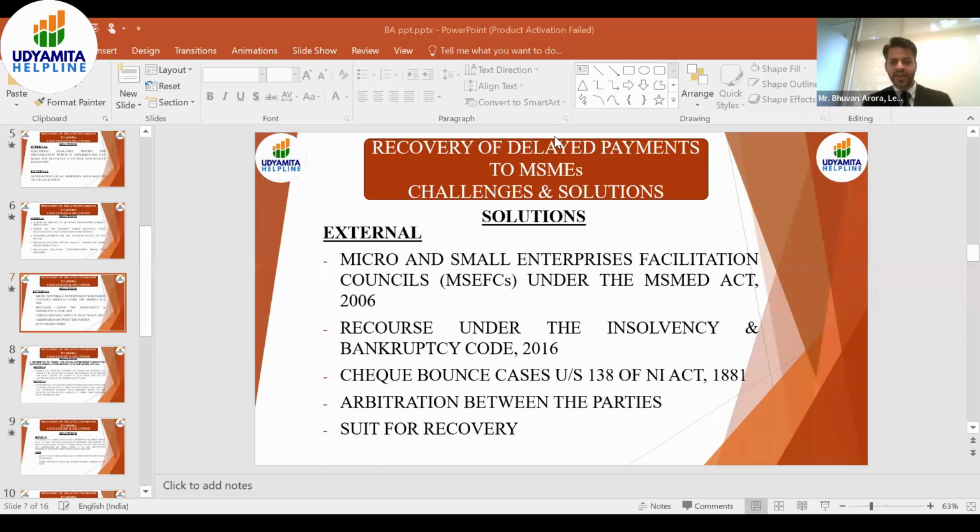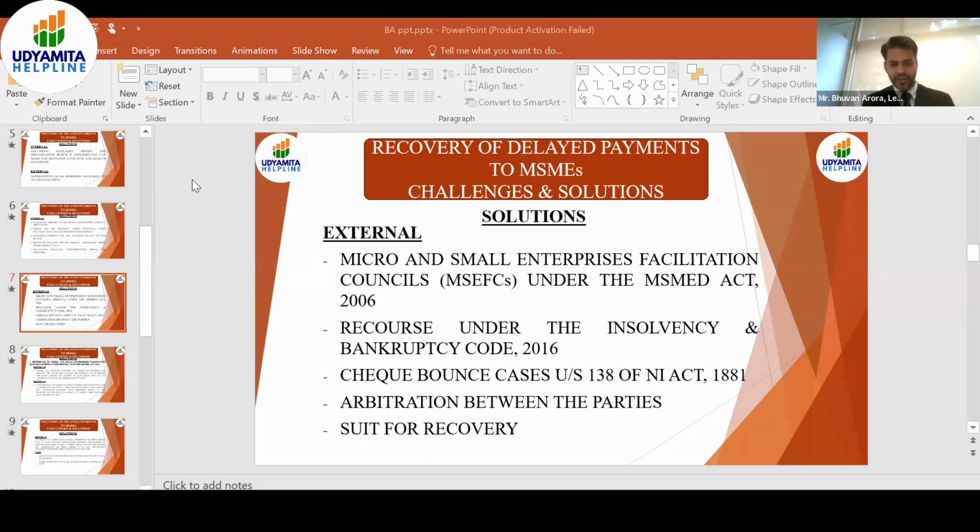So why does this arbitration help? Because if we approach the court, it may take 2 years, it may take 5 years, but arbitration will take less than what court will take. So that is also one of the legal grounds which we can invoke whenever there is an agreement.